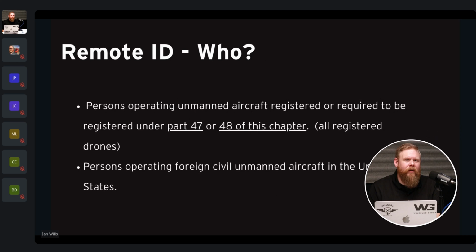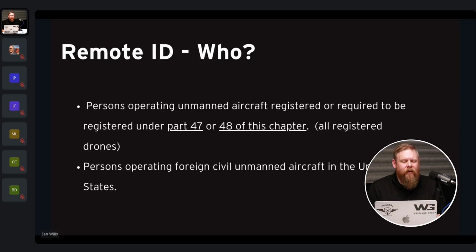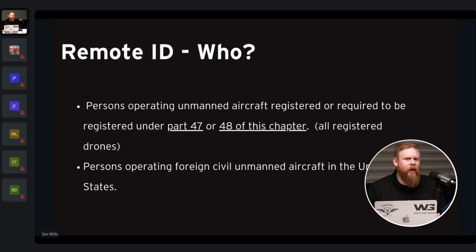So remote ID, what is it? It's software, first off, right? The drone is going to be constantly broadcasting its position, so GPS and altitude or elevation or height. It's going to report its serial number or some sort of unique number or address to it. And then it's also potentially going to report its home point, so where it took off from, and potentially the location of the operator of the drone.